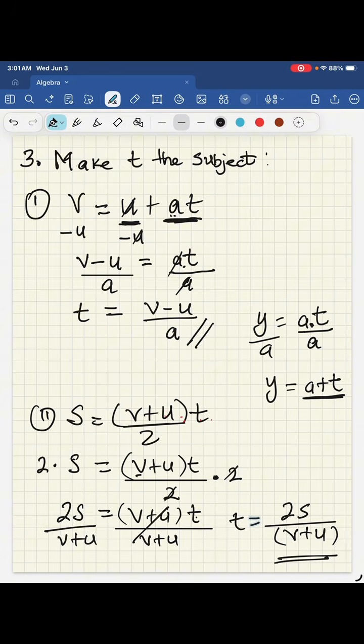In this case, you don't divide. Okay, so you either minus or you add. So this can be minus a, and this is minus a. Okay, this and this cancel, you are left with t equals y minus a.